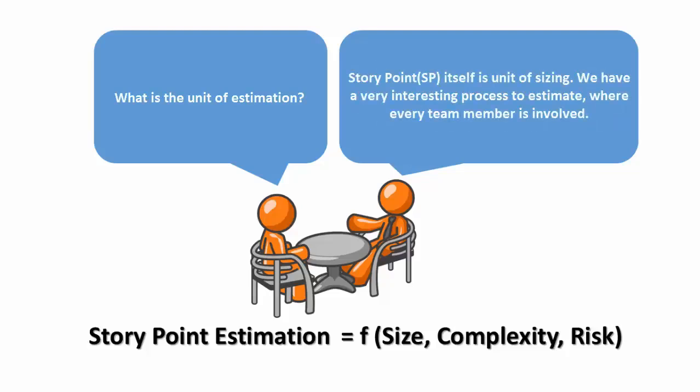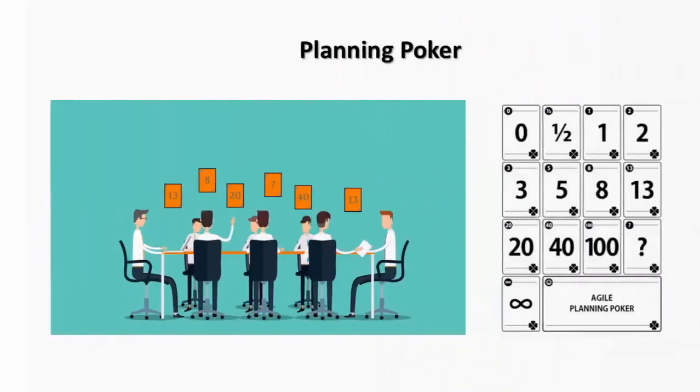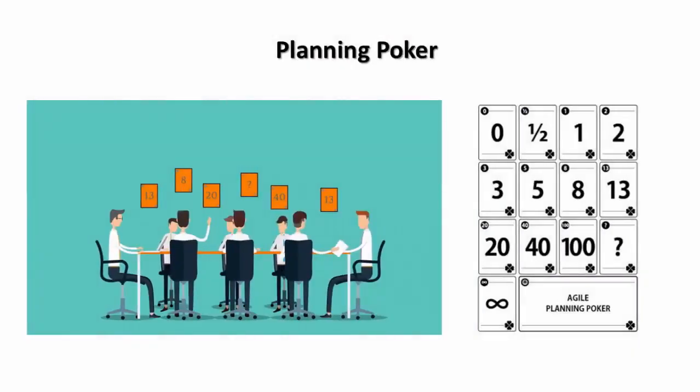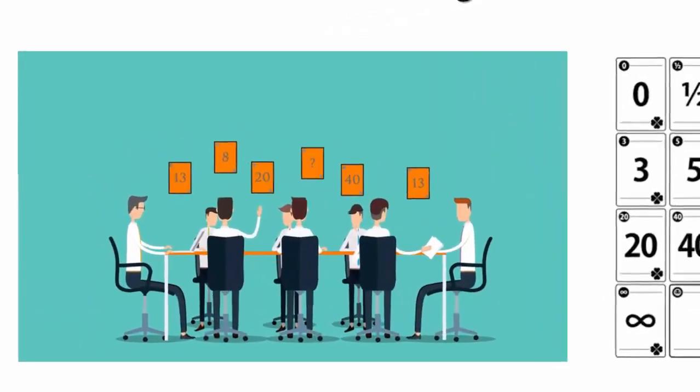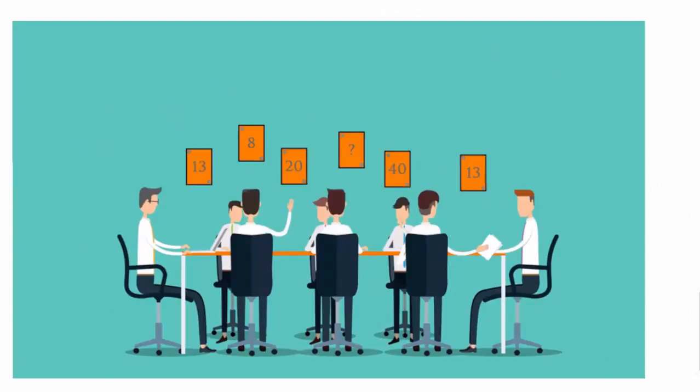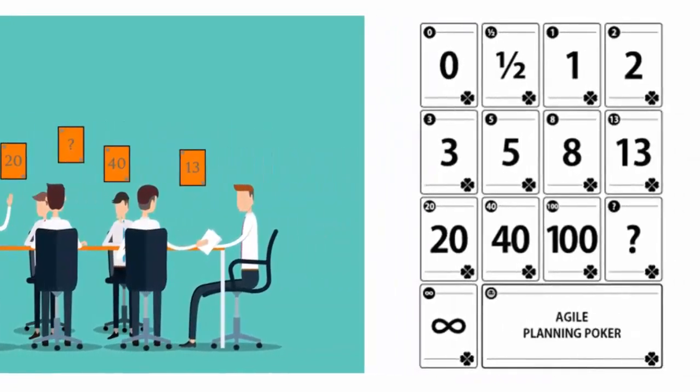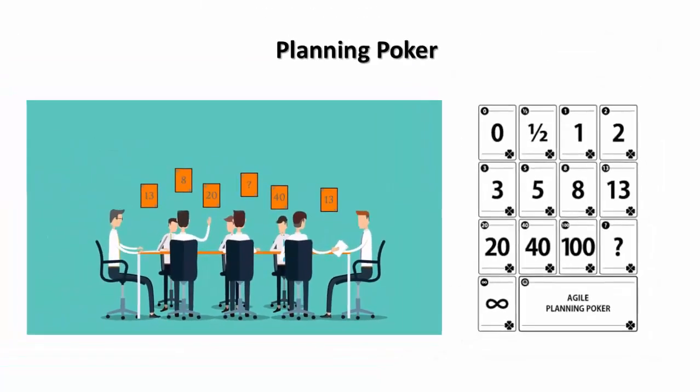We have a very interesting process to estimate where every team member is involved. May I ask why all team members are required for estimation? Won't it take more time to estimate? Sure, one person's estimate may not fit for all. An estimate is a guess, and when a cross-functional team guesses together, accuracy is much better. Secondly, discussion before the estimate helps us not to miss any aspect. Don't worry about the estimate time. We have a quick way to do it called planning poker.